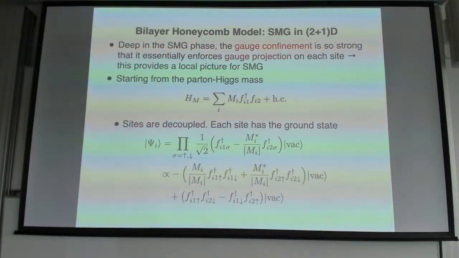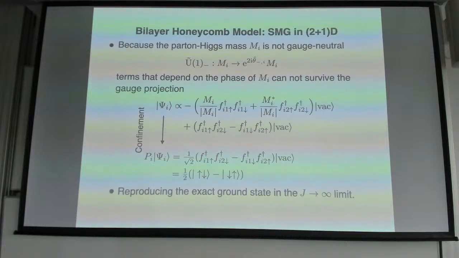One part still depends on the phase structure of this mass term, and the other part doesn't depend on the phase of the pattern Higgs mass. But what's the significance? In order to impose the gauge confinement, you basically want to disorder the gauge Higgsing. It's like you want to disorder this U1, this mass term, because this mass term itself is not gauge neutral.